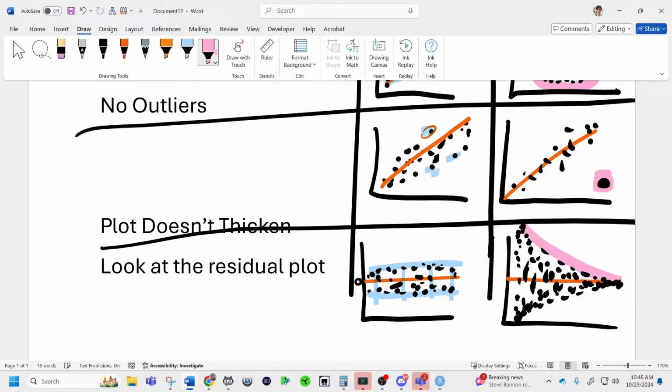Heteroscedastic, this is horrible. Heteroscedastic means differing spread, heteroscedasticity. And you don't want heteroscedasticity, you want homoscedasticity, where it has the same spread. So to check the plot doesn't thicken condition, you want to look at a residual plot and see that it has about equal strength throughout, or equal spread throughout.